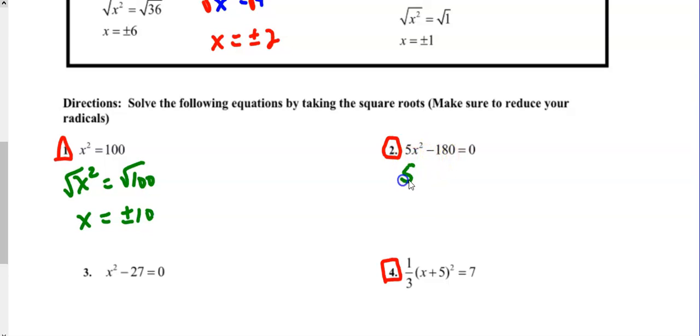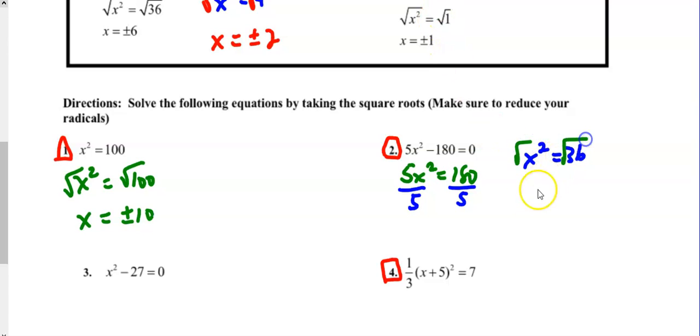Here, we're going to add 180 to both sides to get 5x squared equals 180. Divide by 5. So now we have our square isolated. So x squared is equal to 36. Take the square root of both sides. So x is equal to plus or minus 6. Again, you must have the plus or minus.